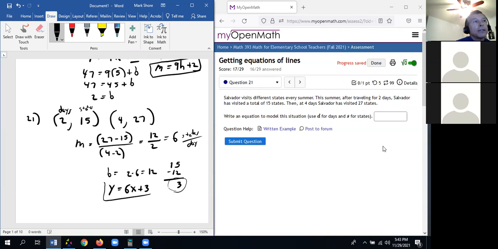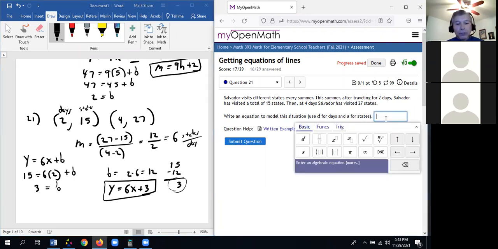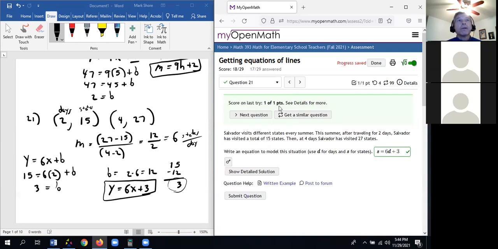We might have to change our letters around. And again, to do it by algebra, after you get the slope, and you have the y equals 6x plus b, you just substitute in a point. So 15 equals 6 times 2 from the 2 days plus b. And if you work that out, you'll get b equals 3. So that would be the equation. And they want S for states equals 6 times the number of days plus 3. I think, oh, we don't want X there. Days, I think they want D or something like that.